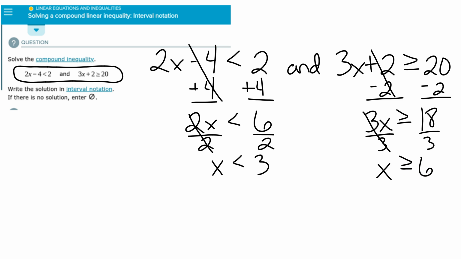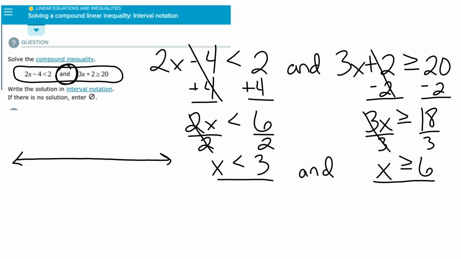So I have two inequalities still. Now both of them are solved. X is less than 3 and x is greater than or equal to 6. So to determine what my solution is, I'm going to take a look at it on a number line. This word "and" means that I have to be looking for all of the areas where both this is true and this is true.